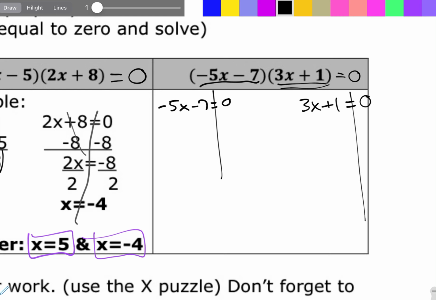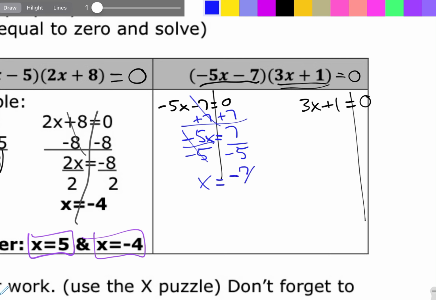Got two things to solve. So here we go. Let's work it out. Let's go ahead and add 7 to both sides so we can have elimination here. And then we'll divide by negative 5 on both sides. Easy money. Can't do 7 divided by negative 5, so the answer is negative 7 over 5. I want to write that differently, though. Let's write it differently.